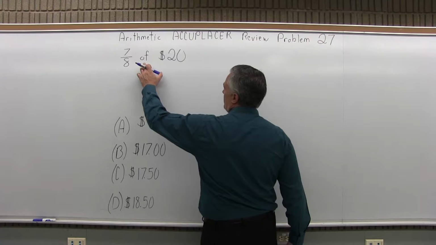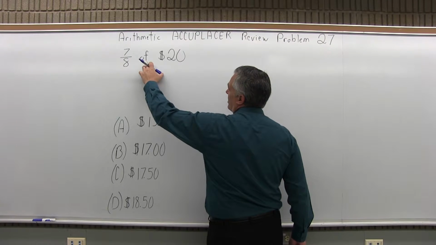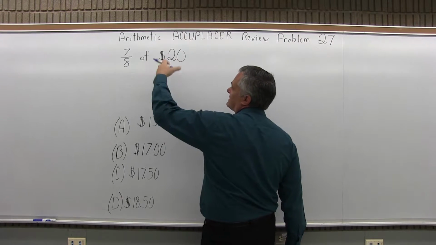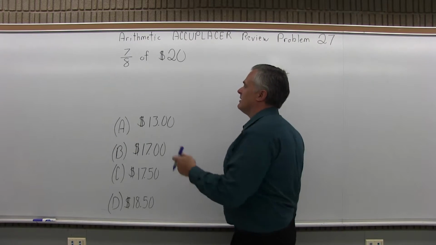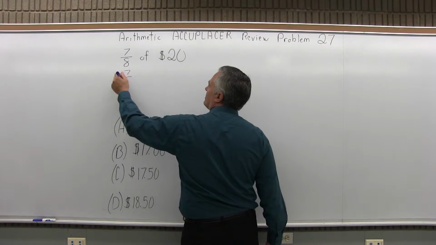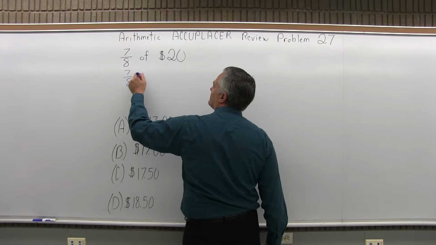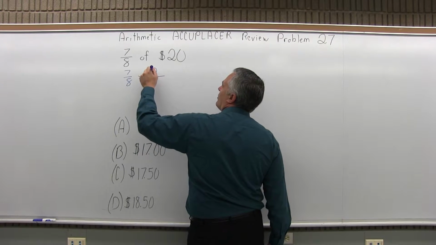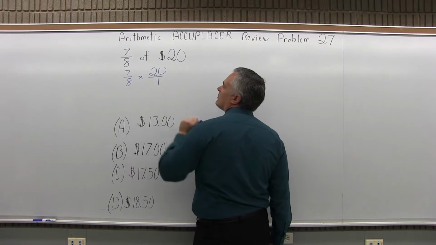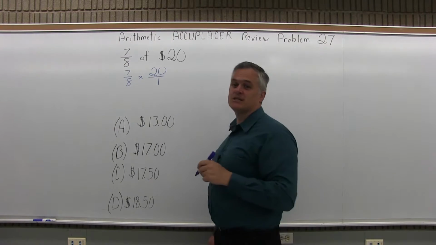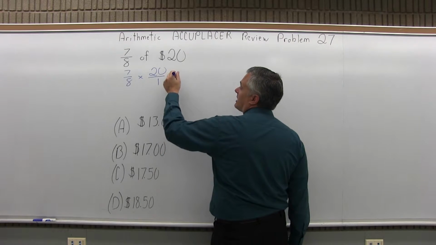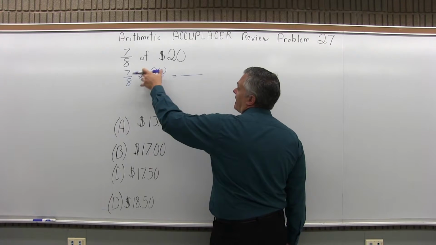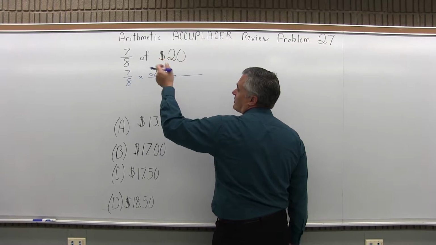So when you have the word "of" in a math problem, it typically means multiply. 7/8 of 20 is going to become 7/8 times 20. So when I multiply fractions, I'll leave the 7/8. The 20 I want to think of as 20 over 1, because 20 is the same as 20 over 1. Now I have a top and a bottom, or numerator and denominator, for both fractions. I can reduce a little bit first or afterwards.